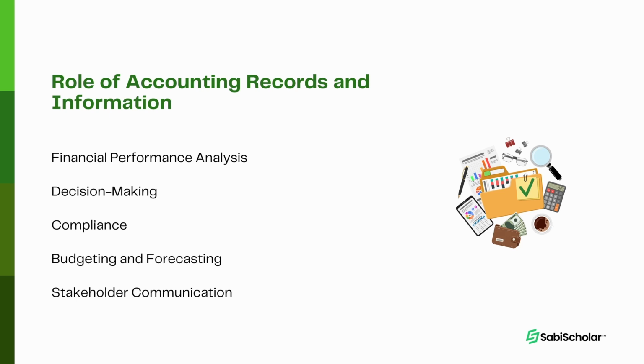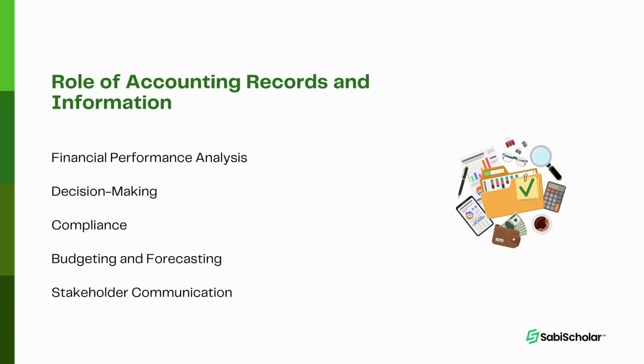So let's talk about some of these roles. Number one is financial performance analysis. It helps in assessing the profitability and financial health of the business. Number two, decision making. So it provides a basis for making informed business decisions. Accounting information or accounting records help you make decisions. You know that yes, you're investing here and you're going to make more money here, or if you invest here, you're going to lose this and all of that.